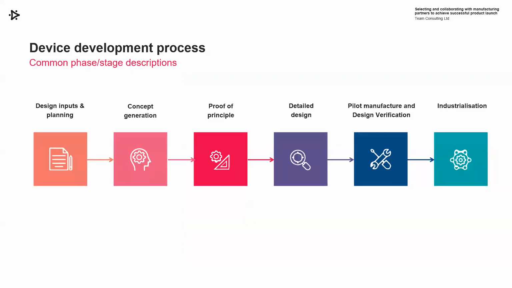So this is the device development process. You'll see it in a number of different forms. These are common phases and stage descriptions. It's in line with 13485 7.3 design controls, but really starting with design inputs and planning, then moving through concept generation and development phases, then a proof of principle, maybe proof of concept might be called, phase, and then getting into detailed design, moving on through pilot manufacture, design verification, and then industrialisation, potentially scale up and launch.